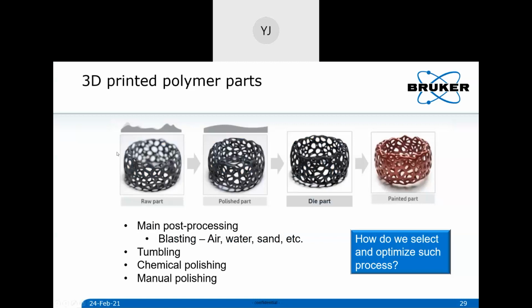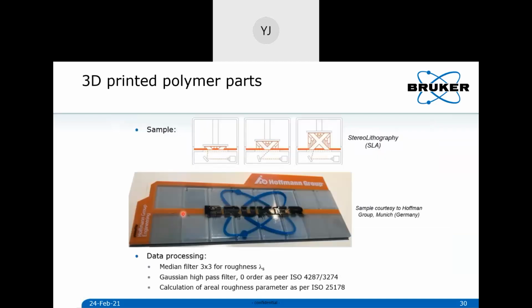This is a 3D printed polymer part. So these kind of 3D printed materials go through different steps as well. So when you print, you have these interdigits, right? You're printing in layers, and then you would need to polish it and maybe apply some dye or paint for aesthetic reasons or to prevent corrosion or whatever, right? So it goes through different post-processing steps after it's printed. It could be tumbling, blasting, chemical polishing, etc.